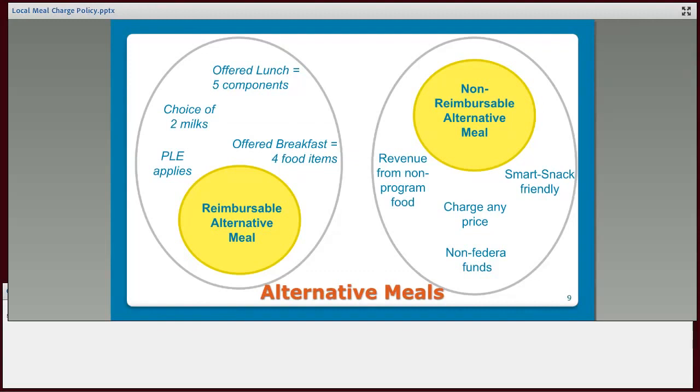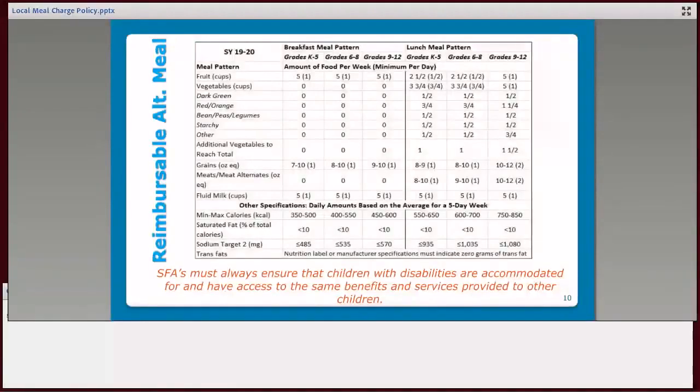Reimbursable meals are considered program food and are treated like a program food cost. The child may be charged for the reimbursable meal, or the school food authority may cover the cost of the meal under the child's respective meal benefit category. These are the current National School Lunch Program and School Breakfast Program dietary guidelines for the school year 2019-2020. School food authorities must always ensure that children with disabilities are accommodated and have access to the same benefits and services.